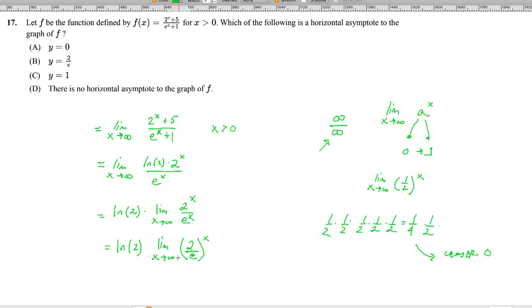And if you look here, e is a little bit more than 2, somewhere between 2 and 3, but it's greater than 2. So this value, 2 over e, is less than 1, but it is for sure greater than 0. That doesn't matter, because as long as the value on the inside is between 0 and 1, the limit as x goes to infinity of it is going to tend towards 0. And then this is just going to tend towards 0, and your answer is 0. That is the horizontal asymptote.